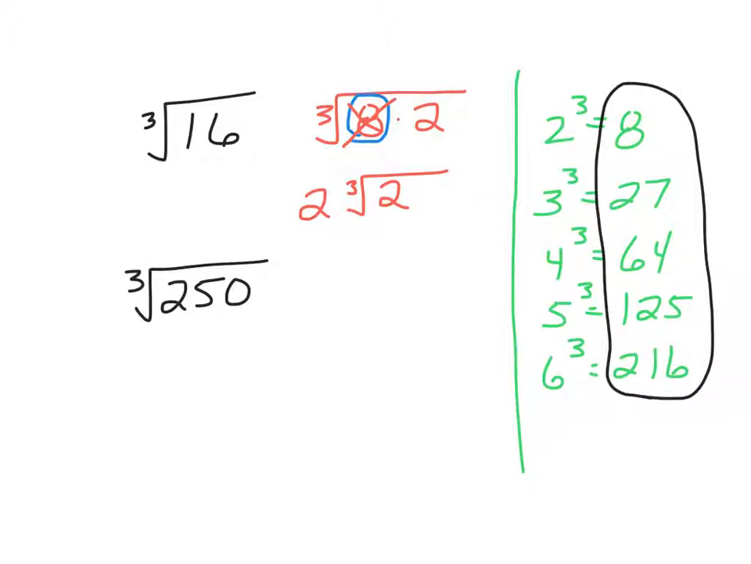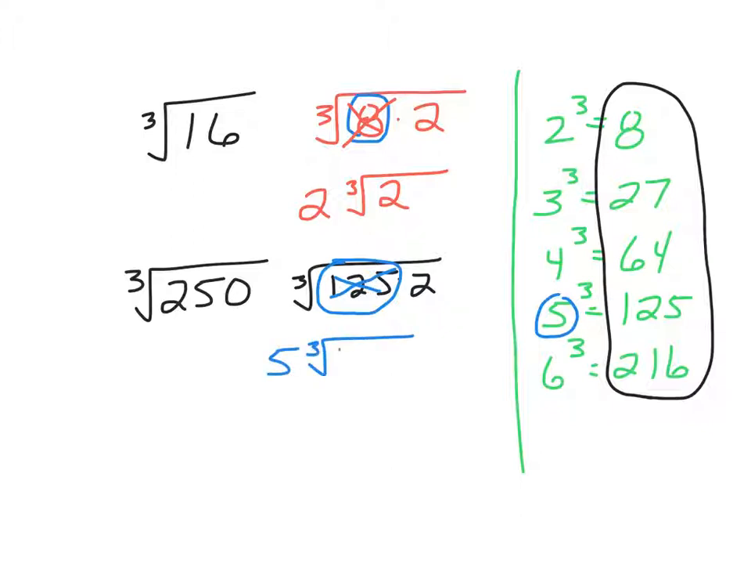And as I take a look at that, I could rewrite 250 as 125 times 2. And now I can figure out, well, what is the cube root of 125? The cube root of 125 would be equal to 5. So I can get rid of the cube root of 125, bring a 5 to the outside, and I am left with 5 times the cube root of 2 for an answer.